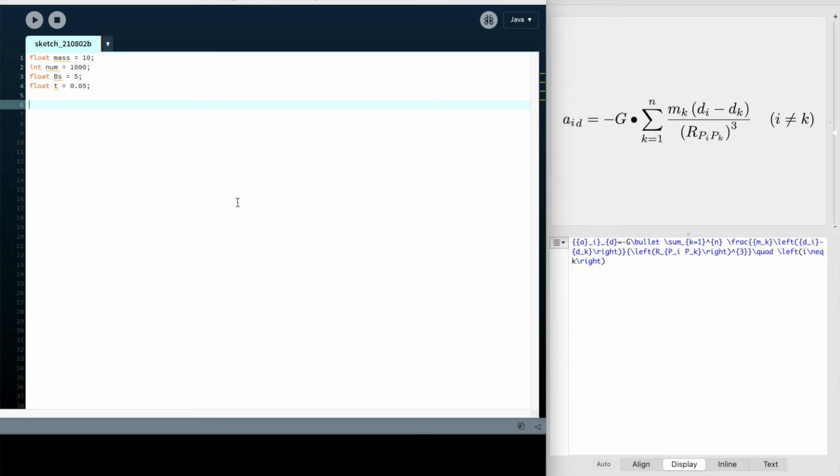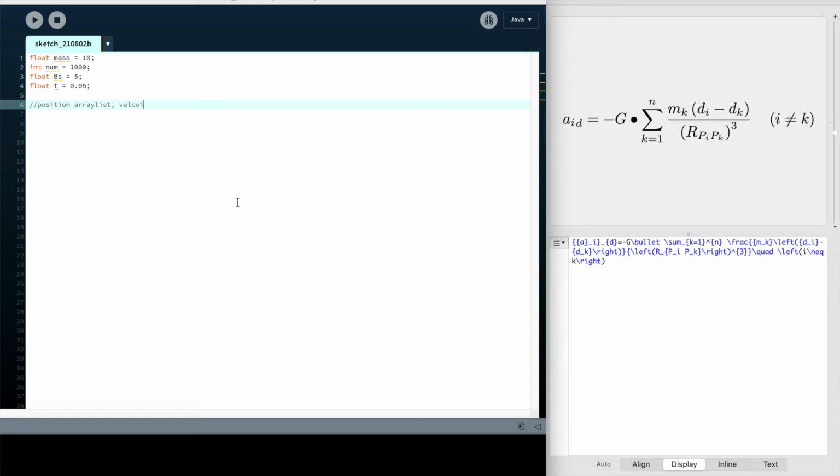Now I'm going to need a lot of lists, so array lists. I'm going to have to define a lot of array lists that contain the same form of variables. And basically what I'm going to need is a position array list.